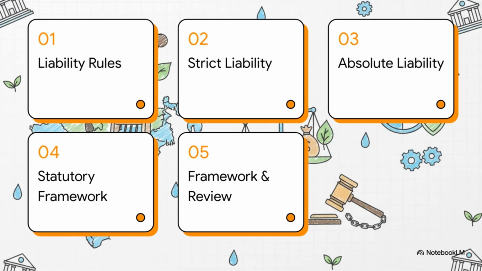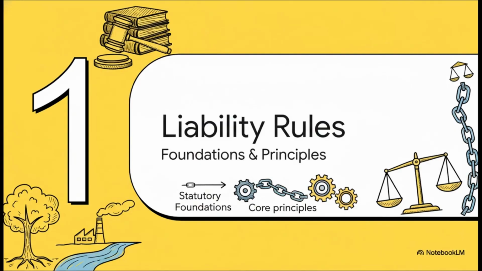So here's our game plan. We're going to break this down into 5 parts. First up, we'll lay the groundwork with the basic principles of liability. Then we'll jump into the classic doctrine of strict liability. After that, we'll look at India's much tougher version, absolute liability. Then we'll see how these rules actually work in the real world. And finally, we'll tie it all together with a quick review. All right, let's get right into it.